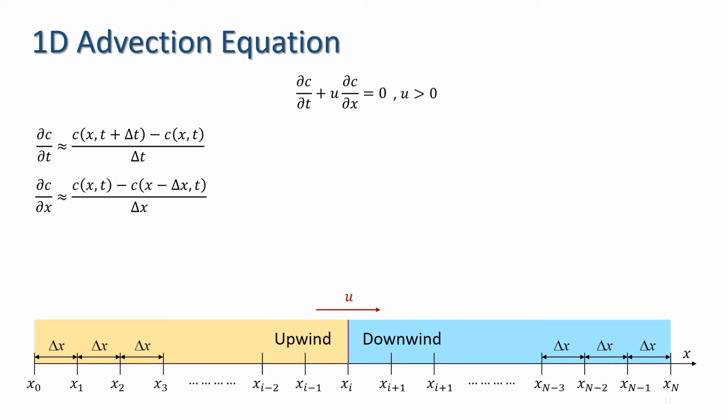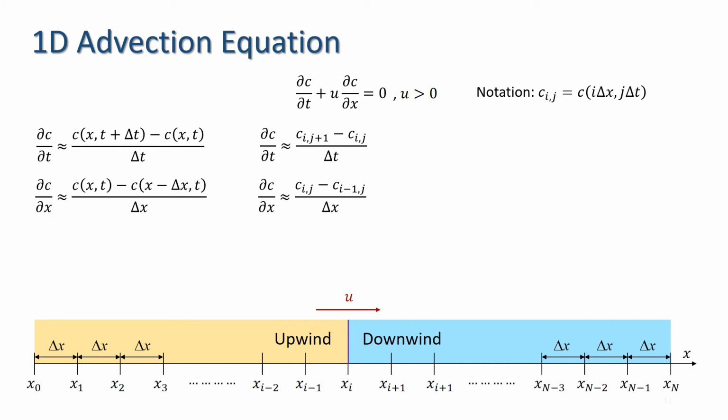Returning to the positive celerity case, I'm going to introduce some notation before I proceed, which makes the equations easier to follow. We denote the concentration at point i Δx, j Δt by C_i^j. Our approximations to the derivatives can then be written dc/dt ≈ (C_i^(j+1) − C_i^j)/Δt, and dc/dx is approximately (C_i^j − C_(i−1)^j)/Δx.